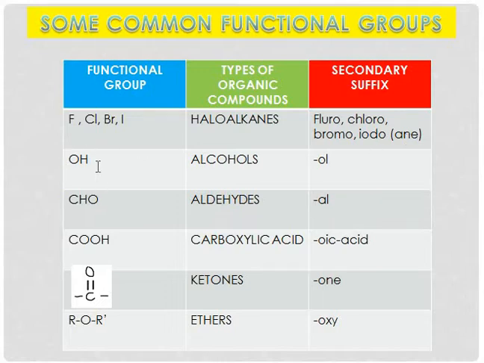Now if there is OH, hydroxyl ions, the type of organic compound is known as alcohols, and the secondary suffix is going to be ol. So we have here CHO, aldehydes. I'm going to explain that later.